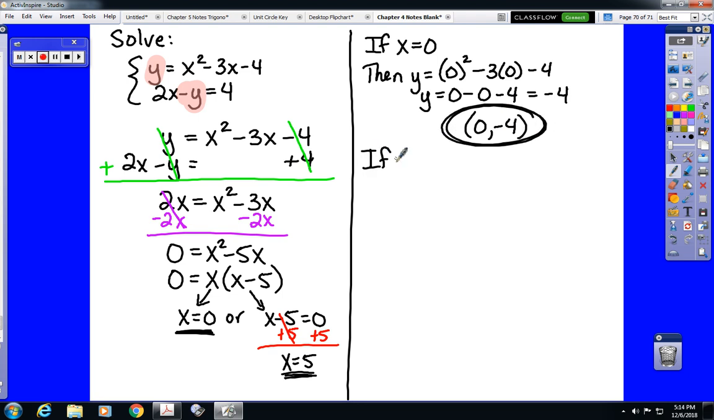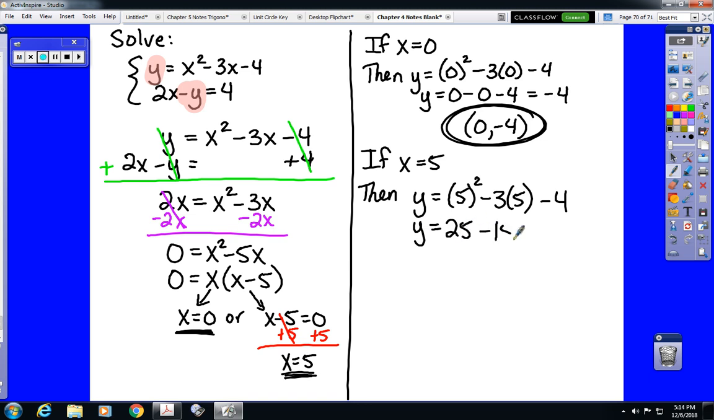I'm going to repeat those steps for x equals 5, which is my second x value. So I'm going to say if x equals 5, then y is equal to x squared, or 5 squared, minus 3 times 5, minus 4. And I'm going to evaluate that, which would be 25 minus 15, which would be 10, minus 4 is 6. So my answer would be the point x equals 5, y equals 6, or 5, 6.